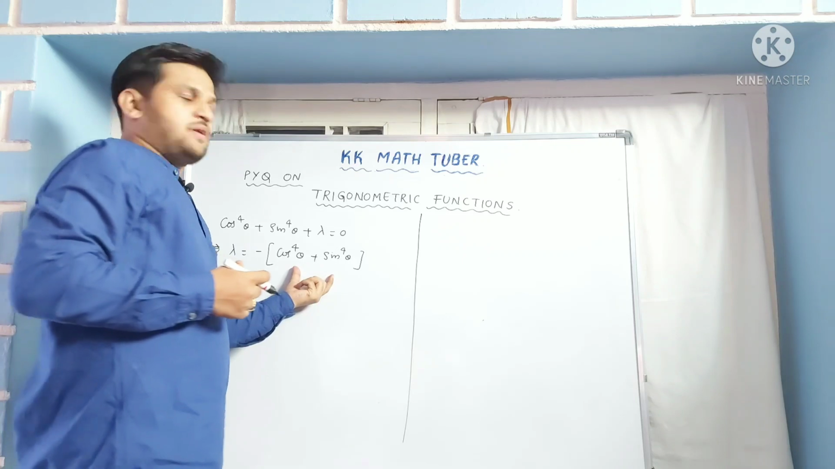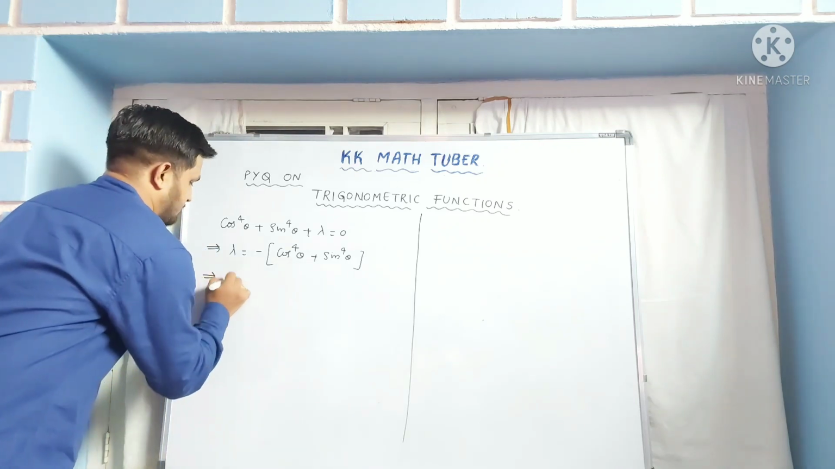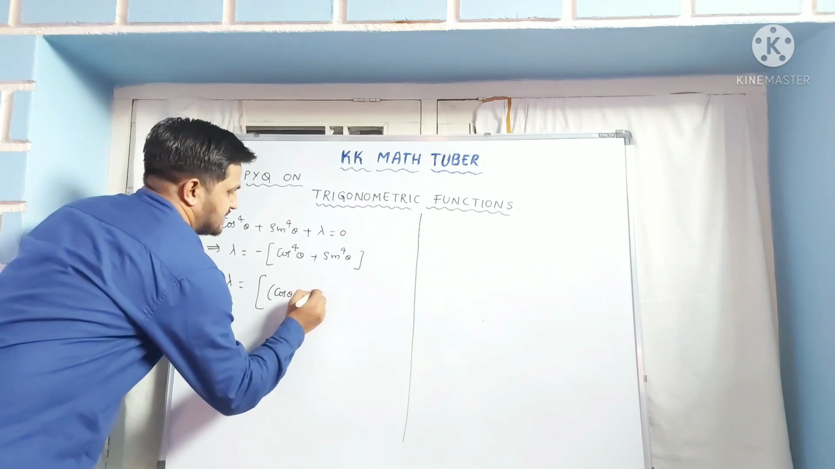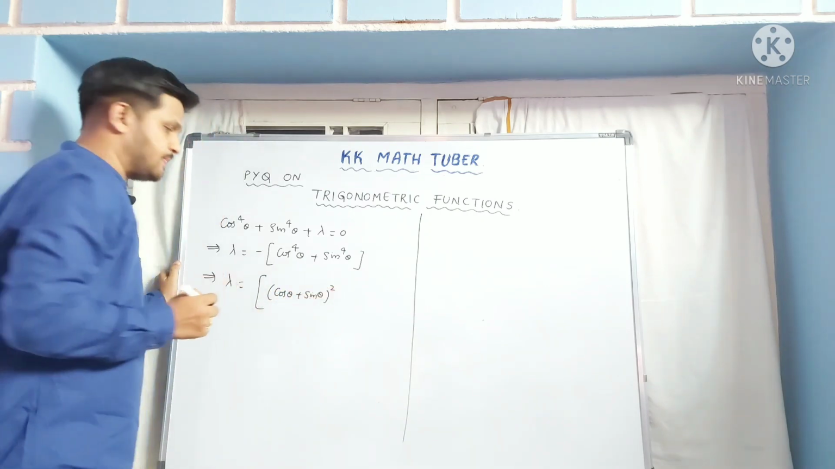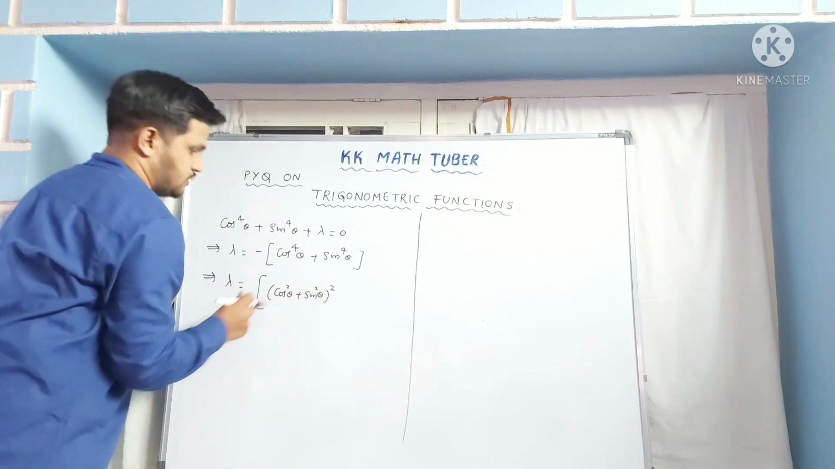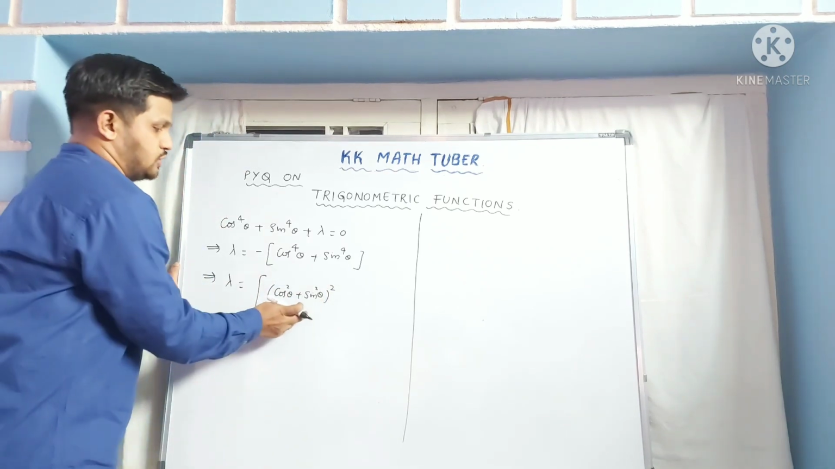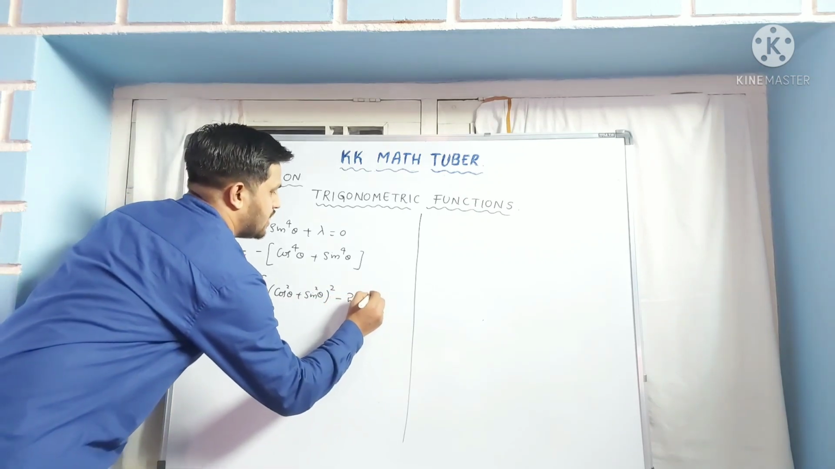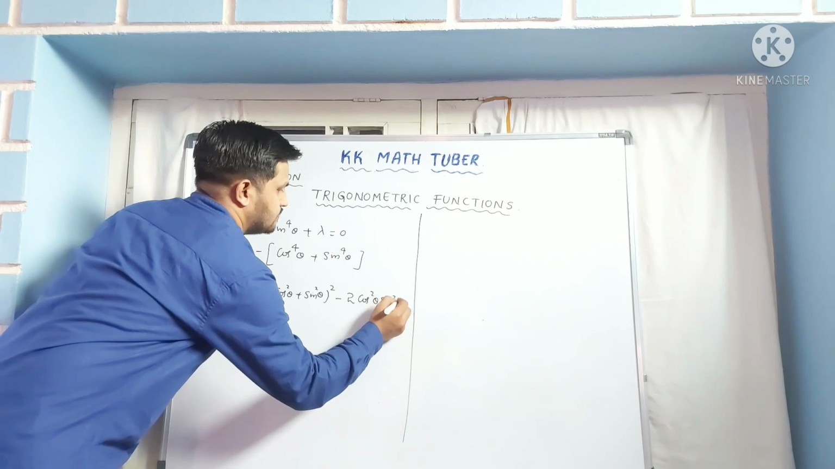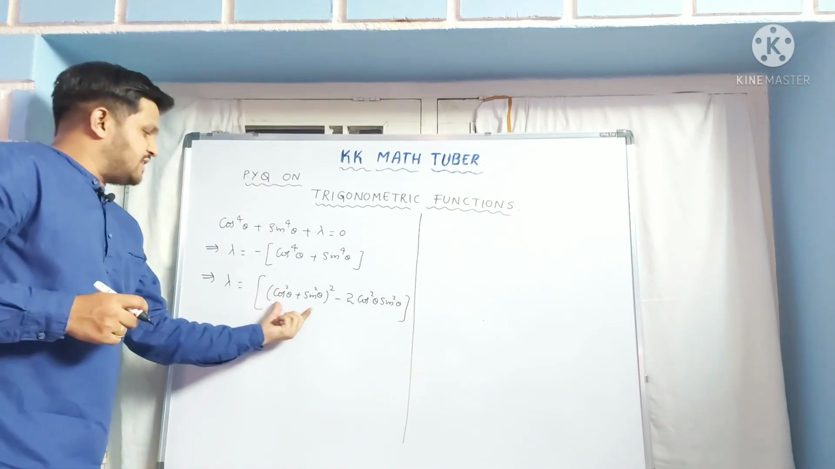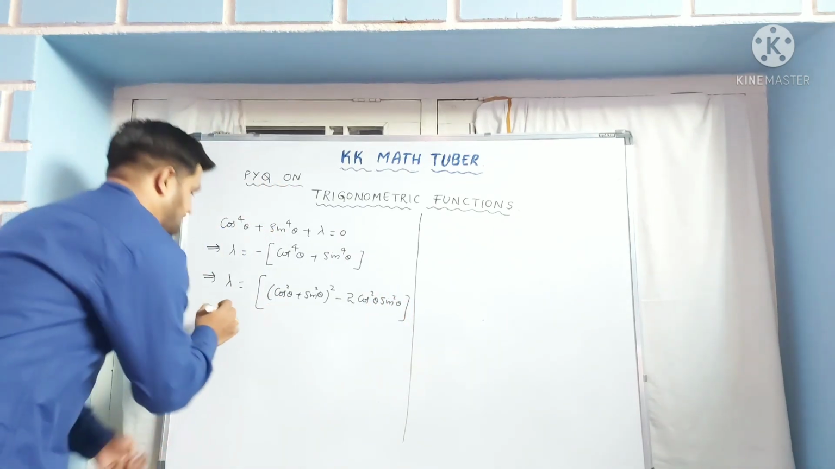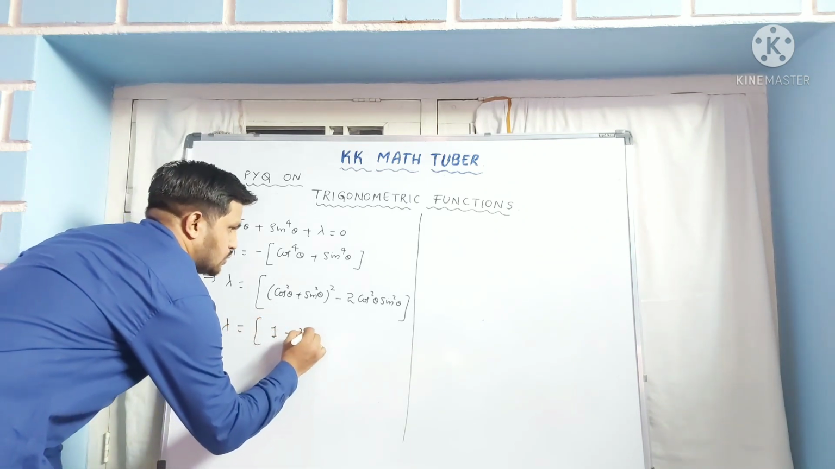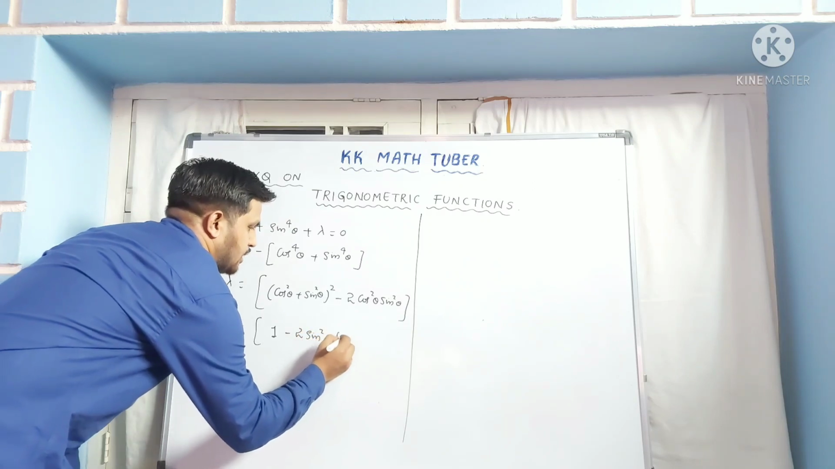What is the best way to simplify? Use the algebraic expression. I can write this as cos square theta plus sin square theta whole square, that is a plus b whole square. Look at the extra term we get: minus 2 cos square theta into sin square theta. The first part is an identity which is 1. So lambda is equal to minus of 1 minus 2 sin square theta into cos square theta.